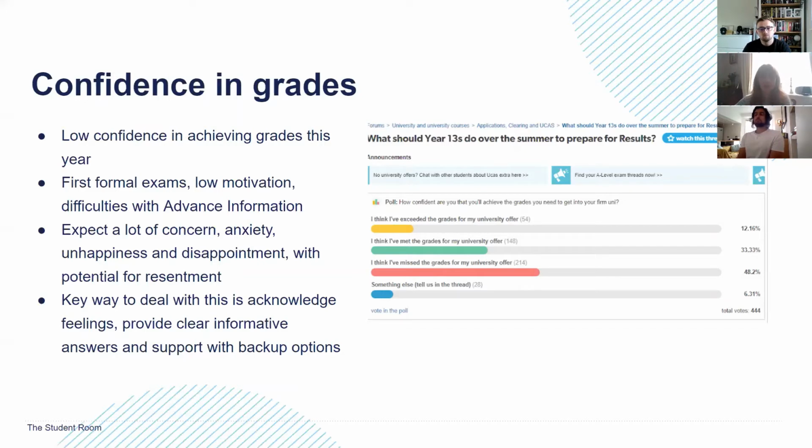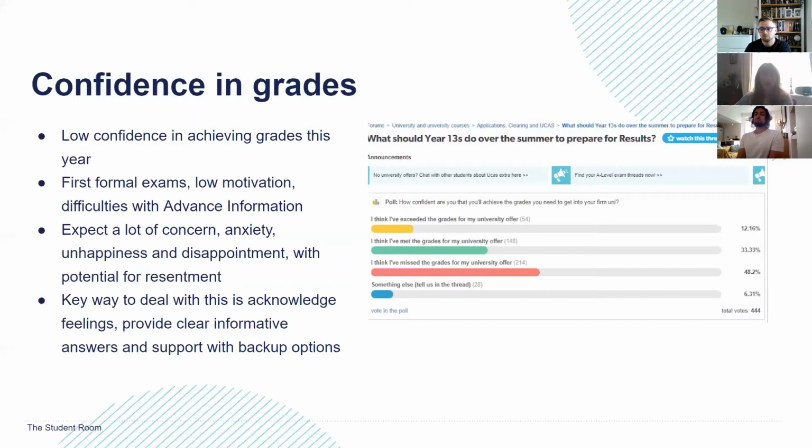So you can see that confidence is really low, and this is much lower than we were even predicting it was going to be. So a lot of concern for students around how they're going to be feeling in the next few months. As we've seen, it's the first formal exams. There is low motivation over this past year from everyone, not just students, after the hangover from the pandemic, and the pandemic still continuing around us. And then difficulties with the advanced information, where students felt confident about the advanced information going into exams, and then actually during exams realizing that it may not have been as helpful as they'd hoped it was going to be, and in some cases actually hindering students.